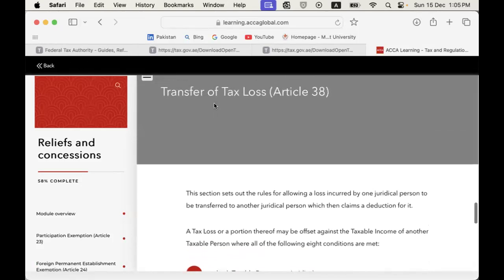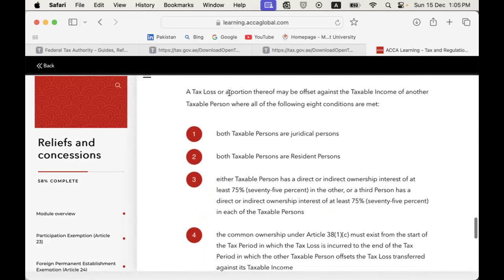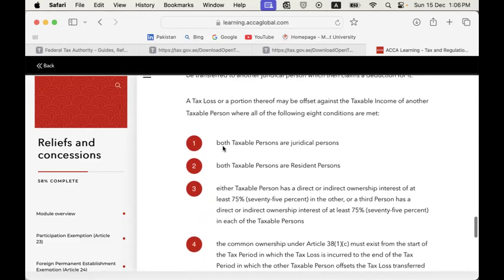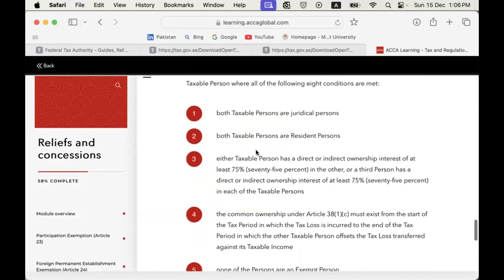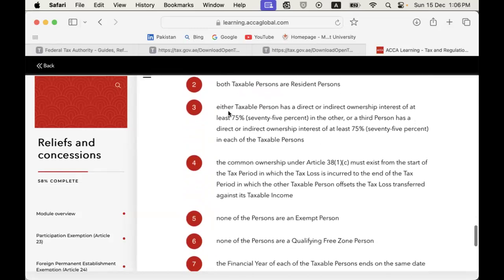Now we are looking at the transfer of tax loss. This section sets out the rules for allowing a loss incurred by one juridical person to be transferred to another juridical person, which then claims a deduction for it. A tax loss or a portion thereof may be offset against the taxable income of another taxable person where all of the following 8 conditions are met. Number 1, both taxable persons are juridical persons. Both taxable persons are resident persons. Either taxable person has a direct or indirect ownership interest of at least 75%.